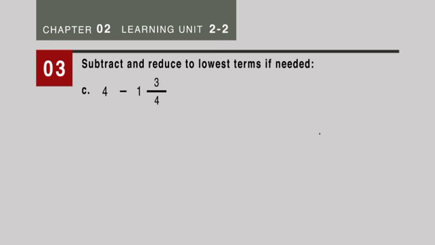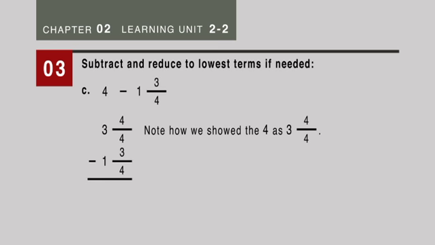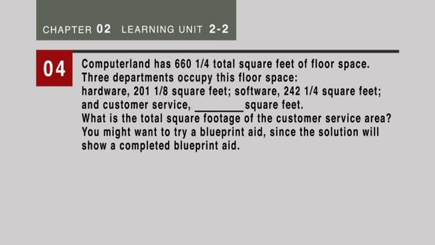Then we have 4 minus 1 3/4 in C. Because we don't have any fraction, we're going to just take from our 4, and that's going to give us a whole number of 3 and then 4 over 4. So a whole number of 3 with 4 over 4 minus 1 and 3/4. We take our 4/4 minus 3/4, which leaves us 1/4. Our whole number of 3 minus a whole number of 1 leaves us with 2. So that's 2 1/4.